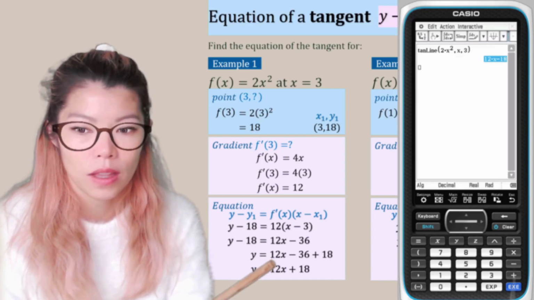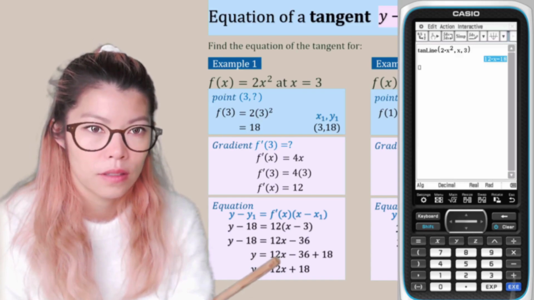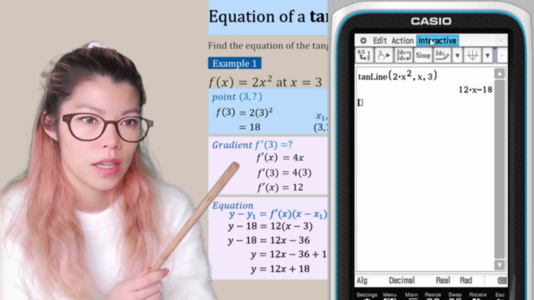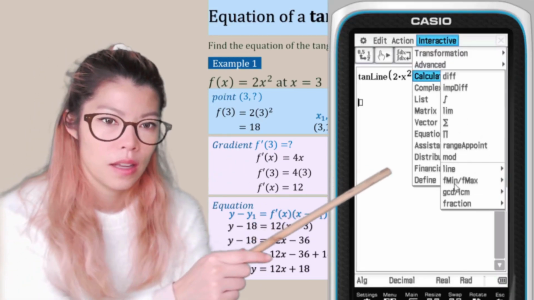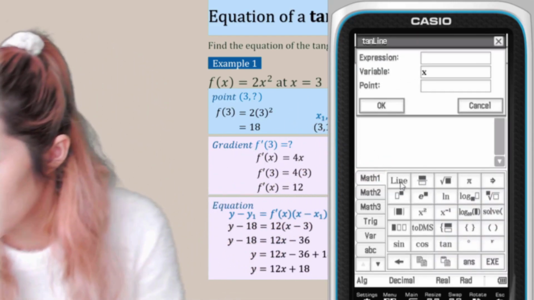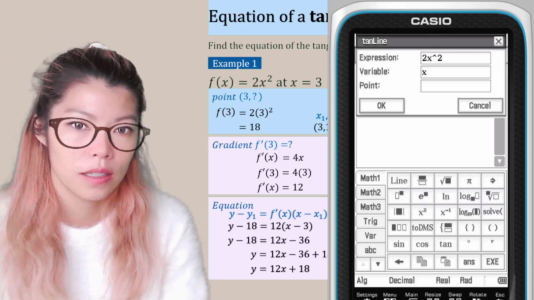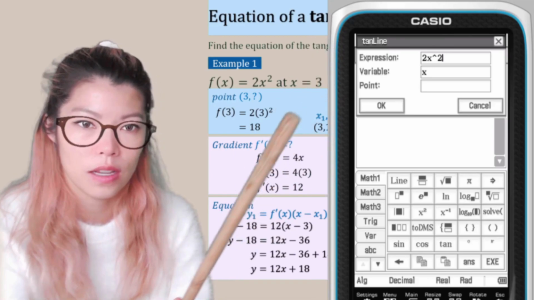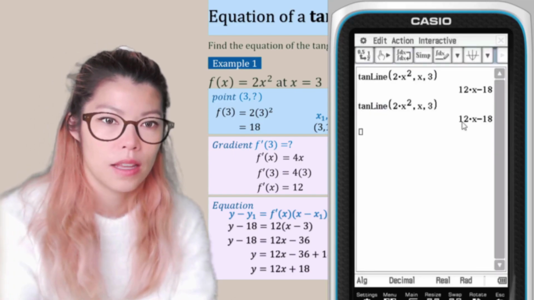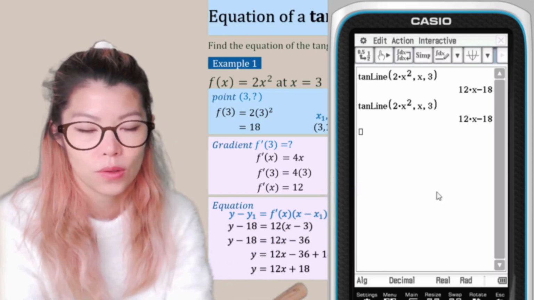Let's see if I need to make that a little bit bigger for you. So let me do it again. Interactive, calculation, click on line, tan line, and you type in the equation, whatever it is. So in my case it is 2x squared, and the point is there, 3. So we type in 3 and click OK, and it gives us the equation, which is the same as this one here. Well, an expression, but you can write y equals.